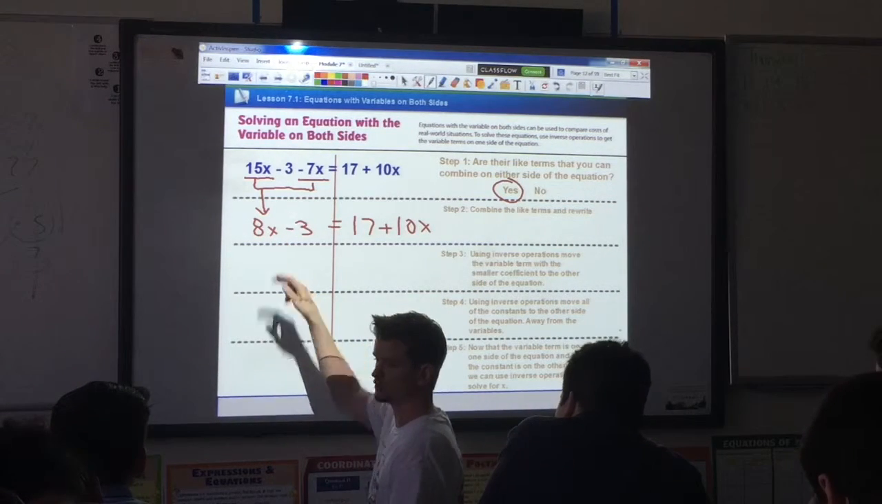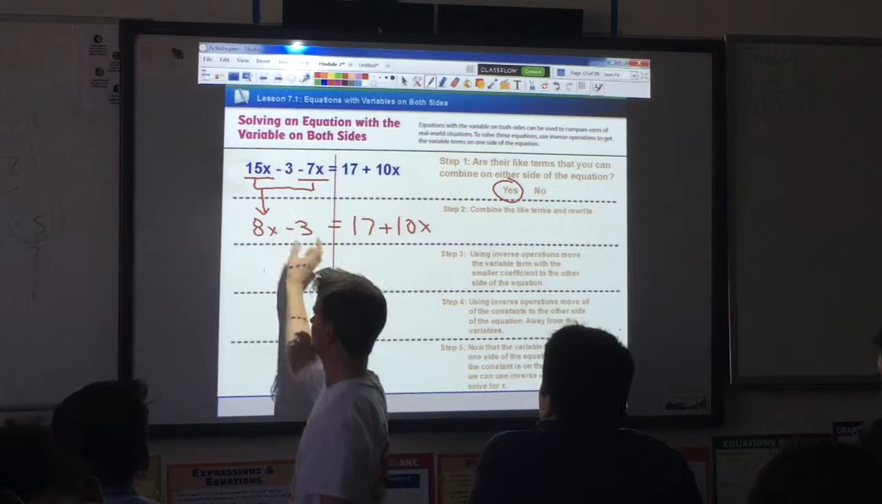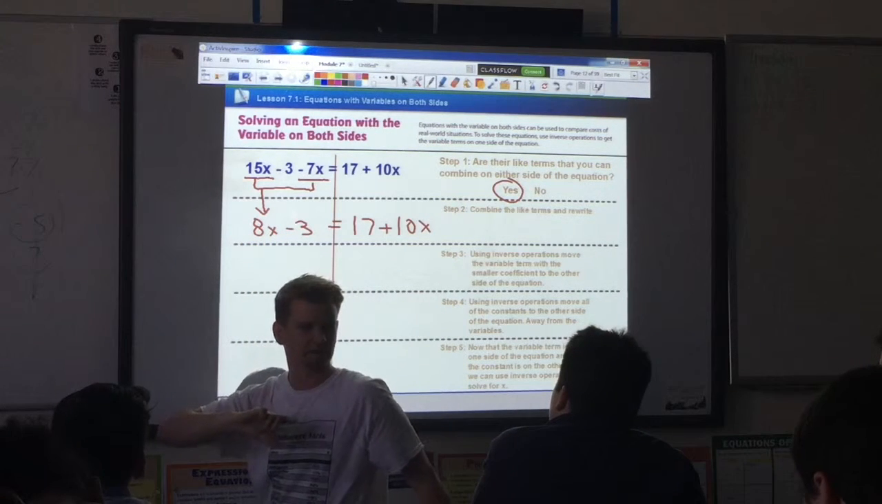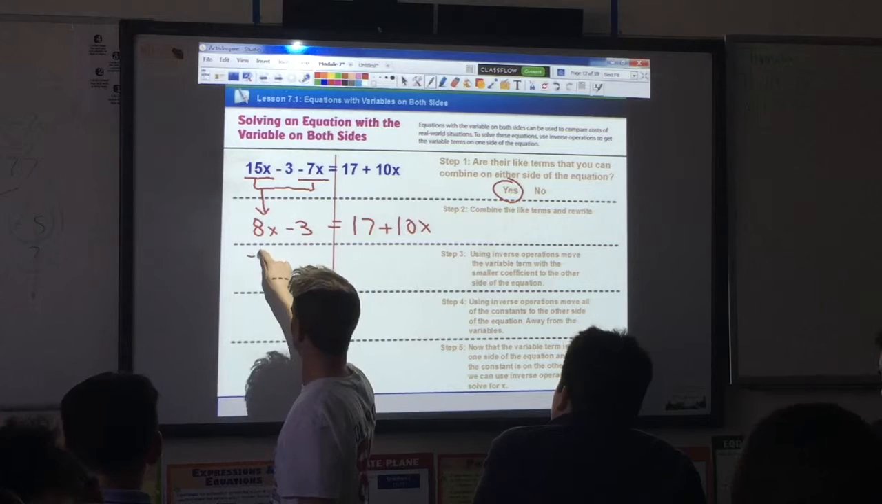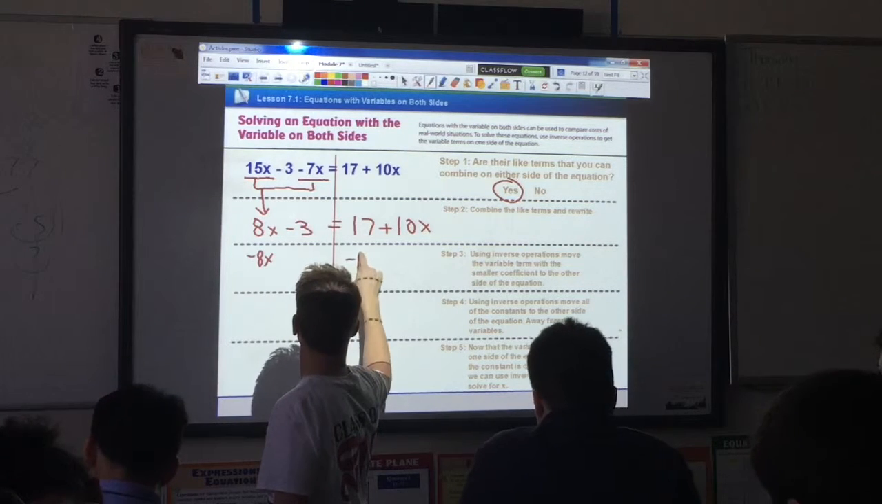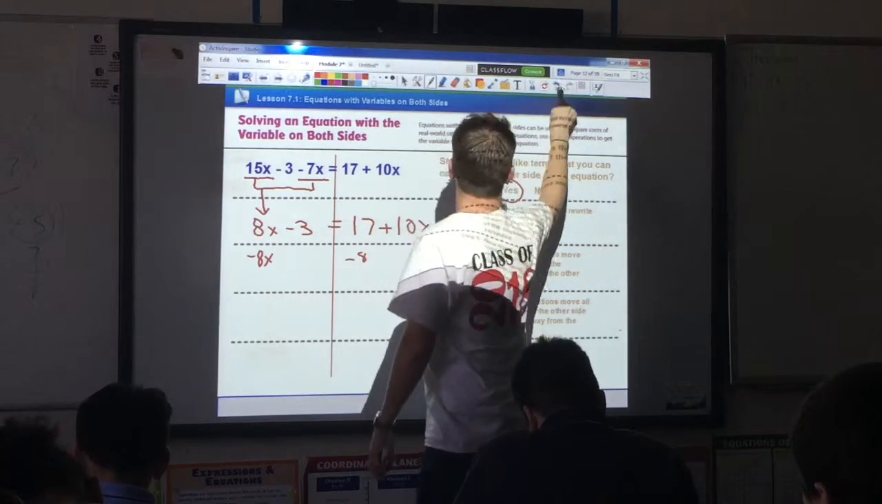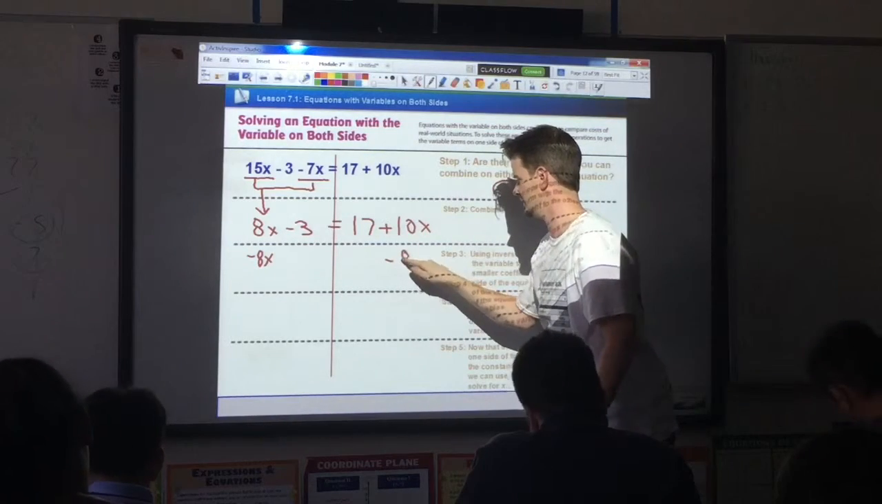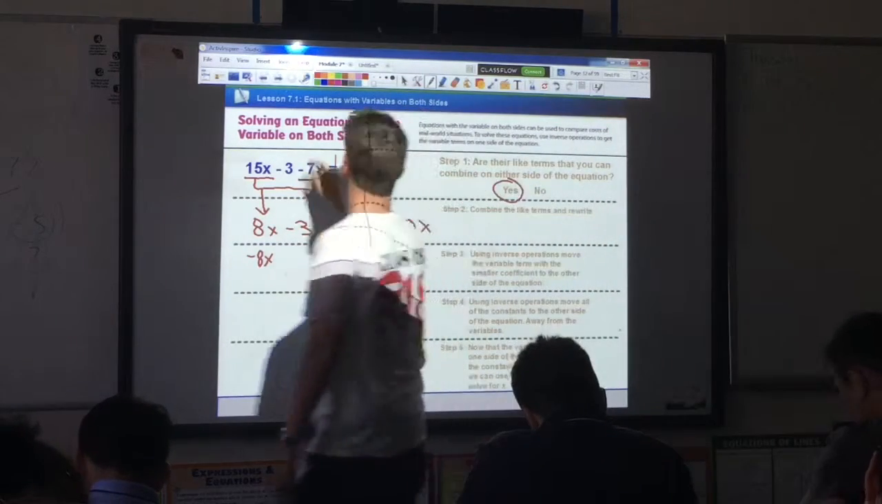8x. That has a smaller coefficient, so that's a positive 8x. What's the opposite of a positive 8x? Negative 8x. So I subtract 8x from both sides. Oops, that's a mistake. From both sides of the equation.